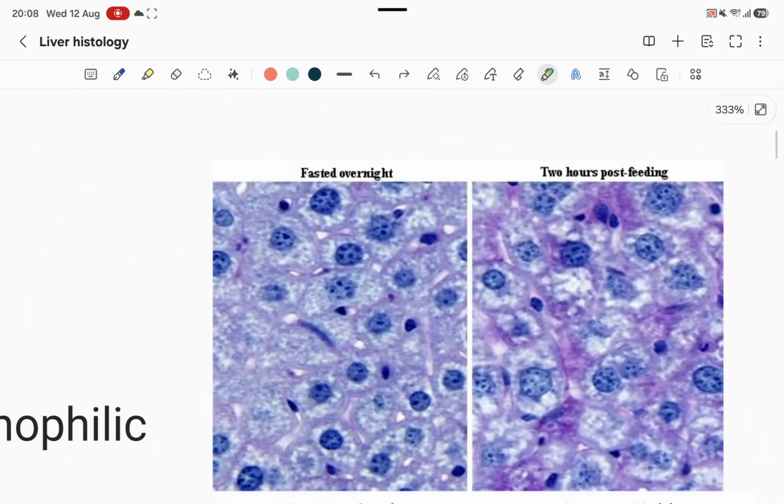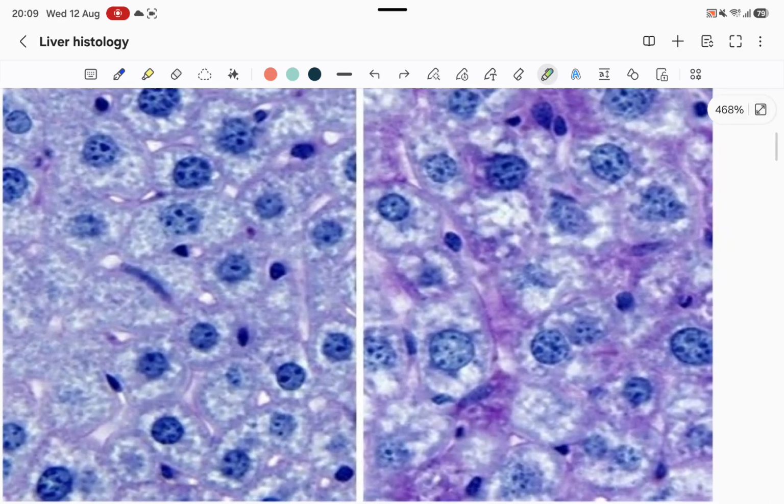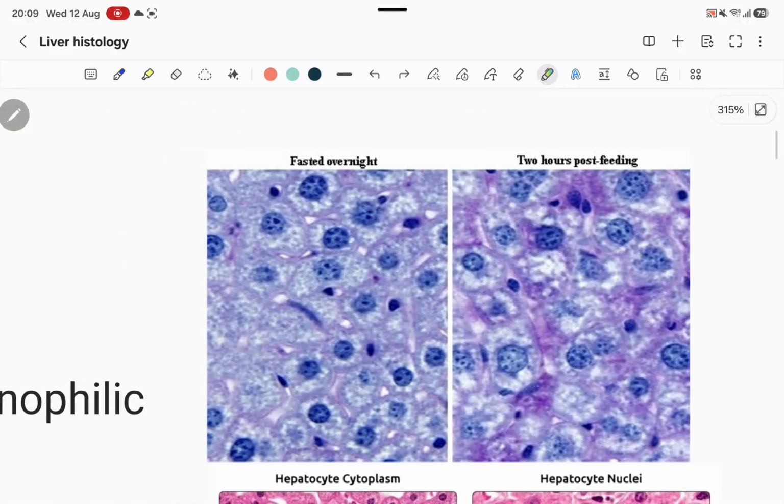The hepatocytes store glycogen. Here you don't really see it as much. Glycogen is a pale pigmented glucose storage. Here you can see it as a good amount, as this person has fasted overnight and didn't eat anything, so his body has utilized this glycogen, but when he ate, then he had this accumulation of it.